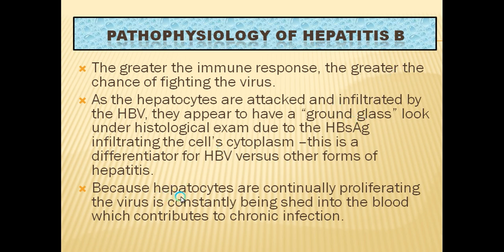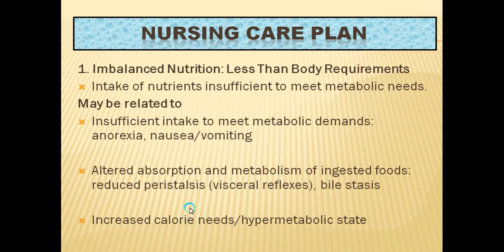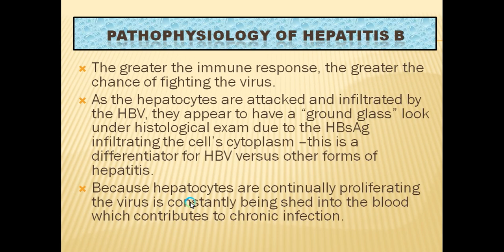Okay, so because hepatocytes are continually proliferating, the virus is constantly being shed into the blood which contributes to chronic infection. ठीक है, हेपेटोसाइट्स में ये वायरस बढ़ते जाता है and finally it enters the bloodstream and contributes to chronic infection. Okay, so that was all about the different types of hepatitis, and what are the signs and symptoms, what are the diagnostic tests we have studied.